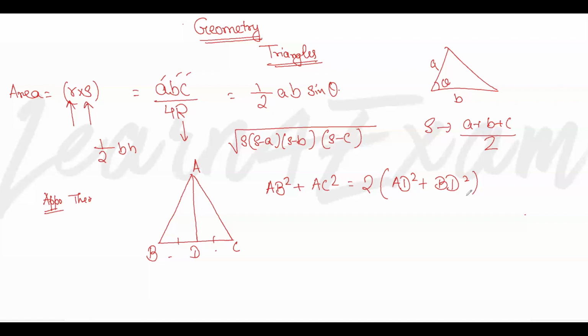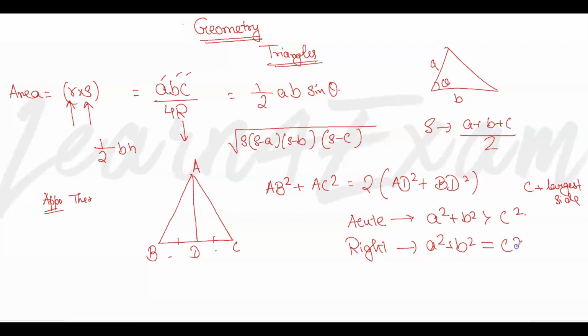Now there are very important things that you have to keep in mind. If the triangle is an acute angle triangle, then a square plus b square is always greater than c square, where c is the largest side of the triangle. If it's a right angle triangle, we all know that a square plus b square is equal to c square. And if it's an obtuse angle triangle, then a square plus b square has to be less than c square. These are three really important things.